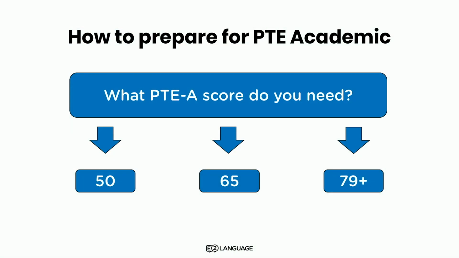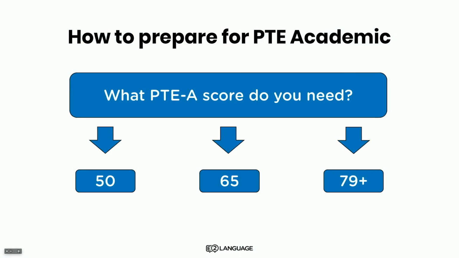First thing you need to do is find out what score you need. This should be pretty straightforward. There seems to be, according to immigration or university entrance or employment, three main scores. They are 50, 65, and 79 plus. So it's up to you to determine which of these scores you need. And obviously 79 plus is going to be significantly more challenging than 65 or 50. So you'll need to do your own homework to determine which scores you need, okay?